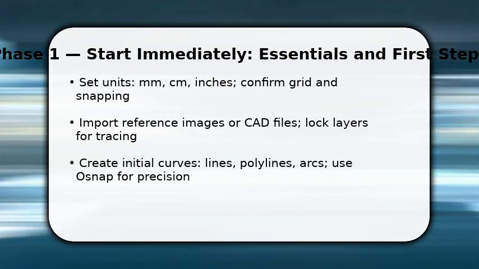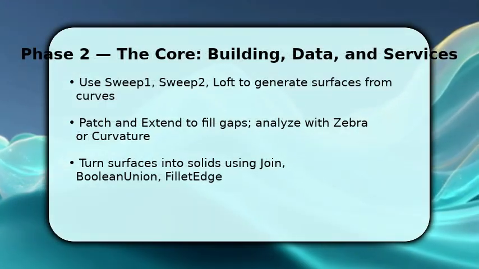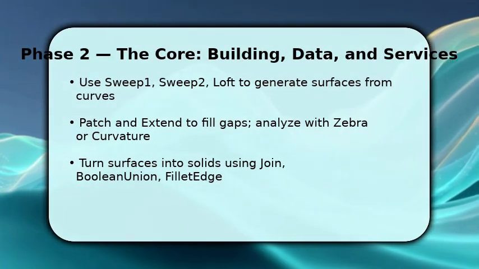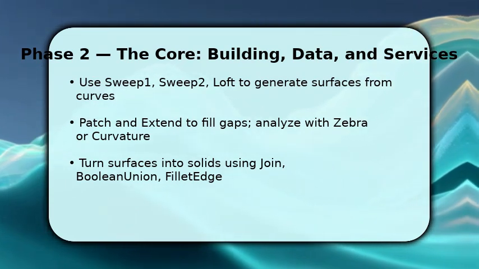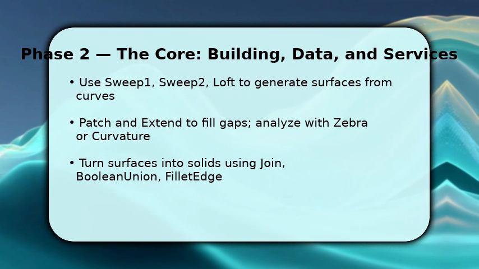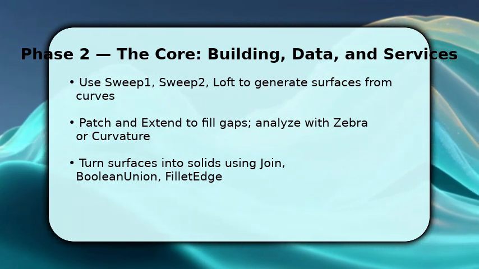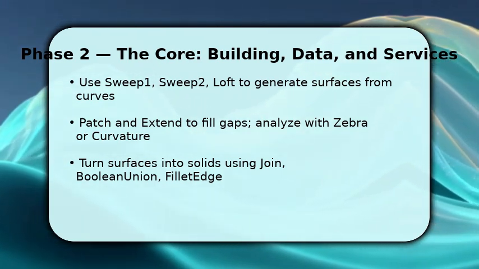Once your curves are organized, build surfaces. Use Sweep 1 for single-rail shapes, Sweep 2 for two-rail, and Loft for transitional forms. Make sure to patch or extend to fill small gaps, and analyze continuity with zebra or curvature to catch unwanted kinks. After surfaces look right, join edges and run Boolean union to create solids.